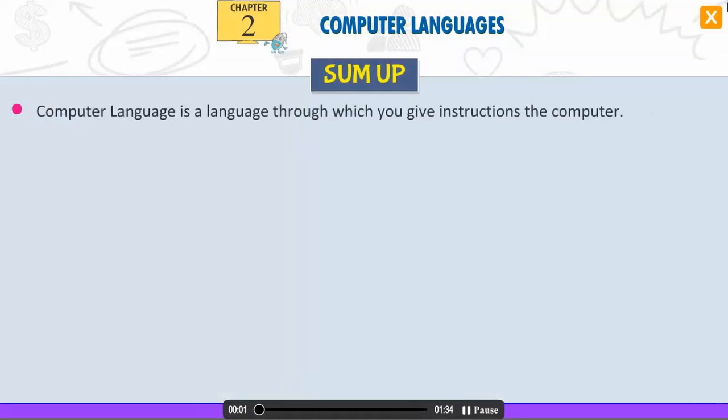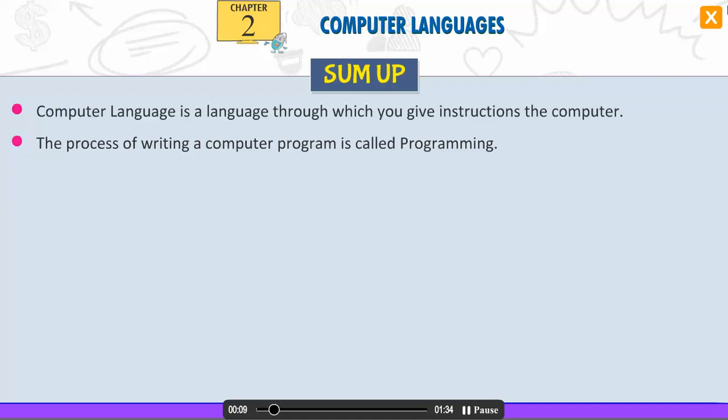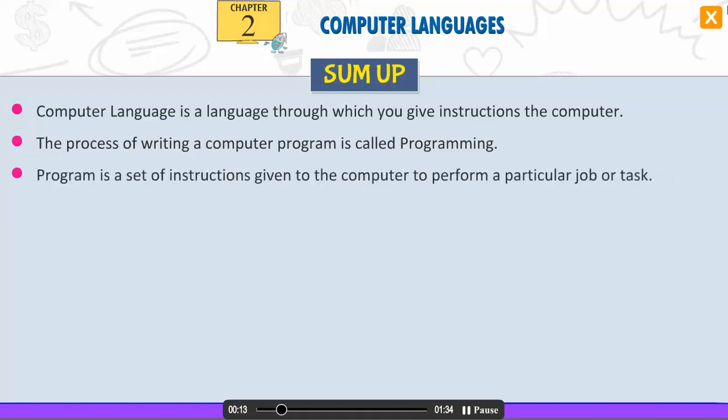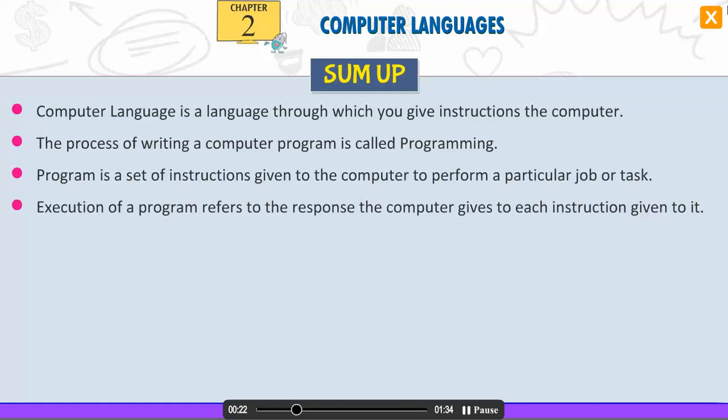Sum up. Computer language is a language through which you give instructions to the computer. The process of writing a computer program is called programming. A program is a set of instructions given to the computer to perform a particular job or task. Execution of a program refers to the response the computer gives to each instruction given to it.